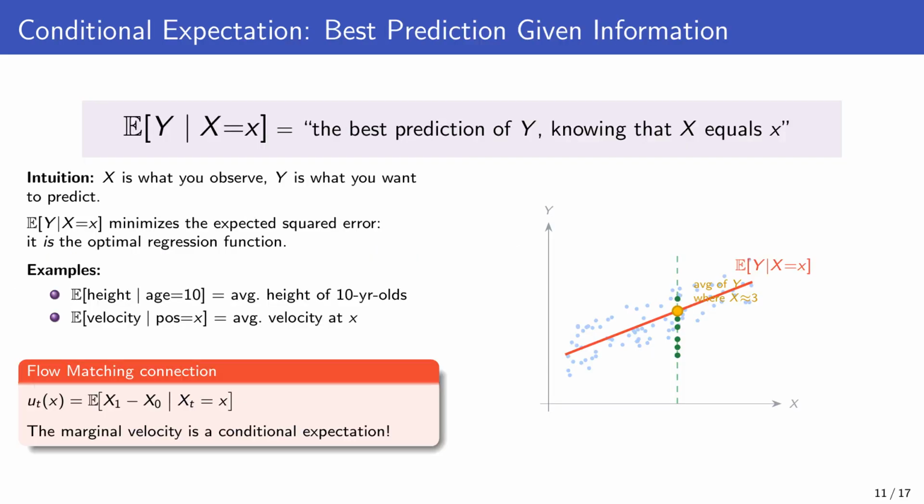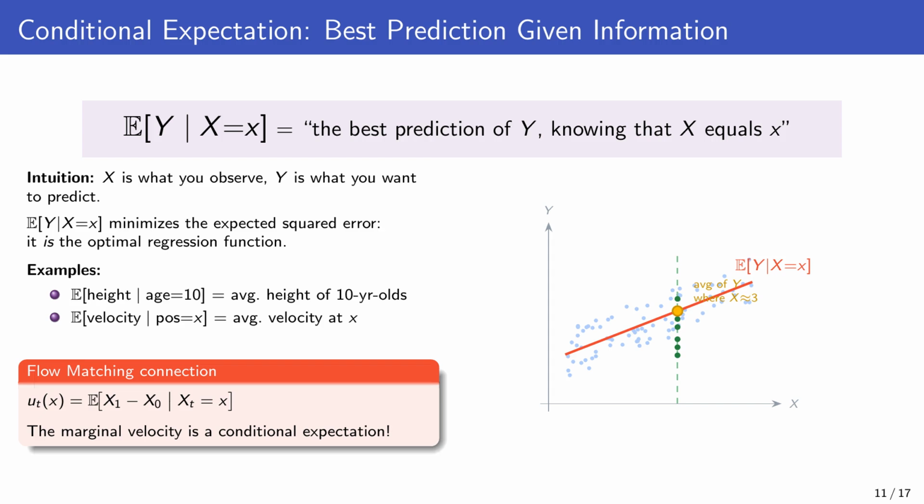Conditional expectation is the most important concept in this lecture. It is what connects the easy conditional velocities from Lecture 3 to the hard marginal velocity that Lecture 4 needs to approximate. E of y given x equals x means the best prediction of y, knowing x.